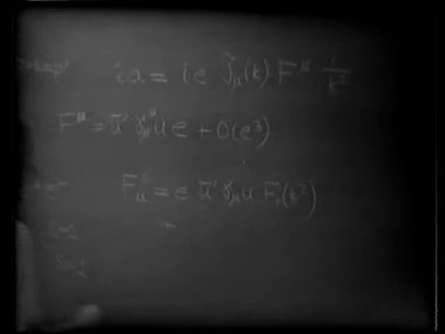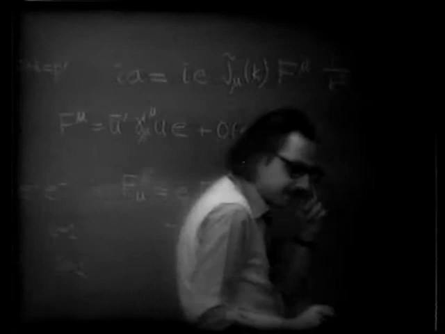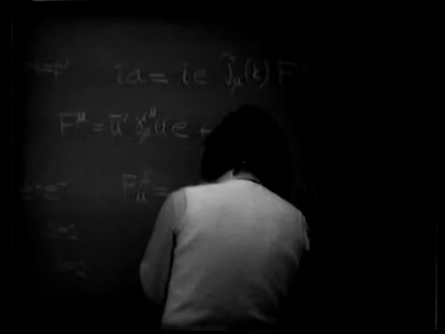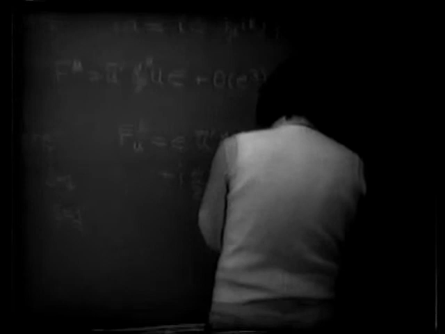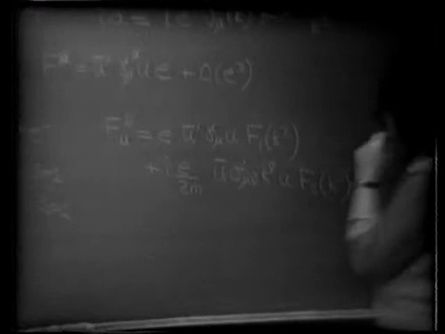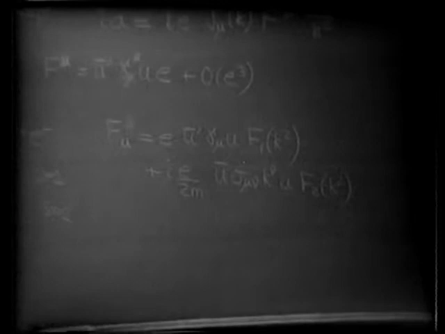I, why that I is there you will see in a moment if you're patient. E over 2m, why that funny factor is there you will also see in a moment. ū σ^{μν} k_ν u F2(k²). These are two invariants, obviously independent, and perfectly consistent with all the constraints of parity, charge conjugation, Lorentz transformations, etc. Both σ^{μν} and γ^μ are charge conjugation odd.